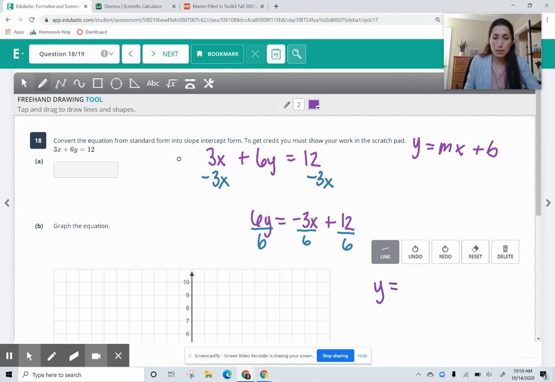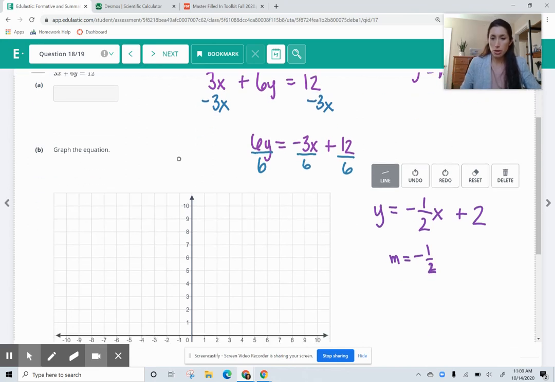Negative 3 over 6 simplifies to negative 1/2. And if I didn't remember, I would go back to my Desmos scientific calculator. So negative 1/2 x, and 12 divided by 6 is 2, so plus 2. All right, now I'm going to graph it. Our slope is negative 1/2. No, let me move down a little bit. And our b is 2.